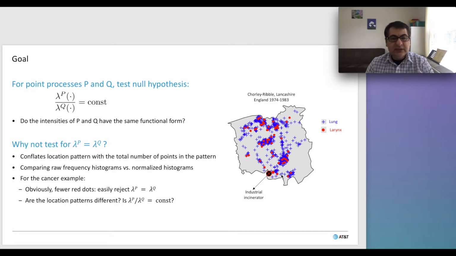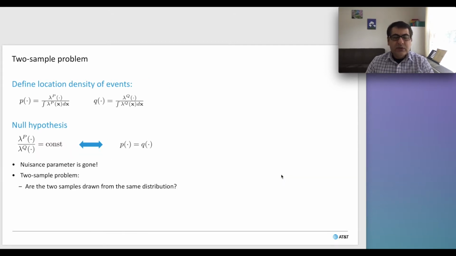So it should be clear now that what we're really looking for is the ratio, and we want it to depend on the coordinates. We can normalize the intensities by dividing them by the integral of the intensity over the domain, and this way we would get probability distributions. We can refer to these probability distributions as the distribution of event locations. The null hypothesis conveniently turns into the equality of these two distributions.